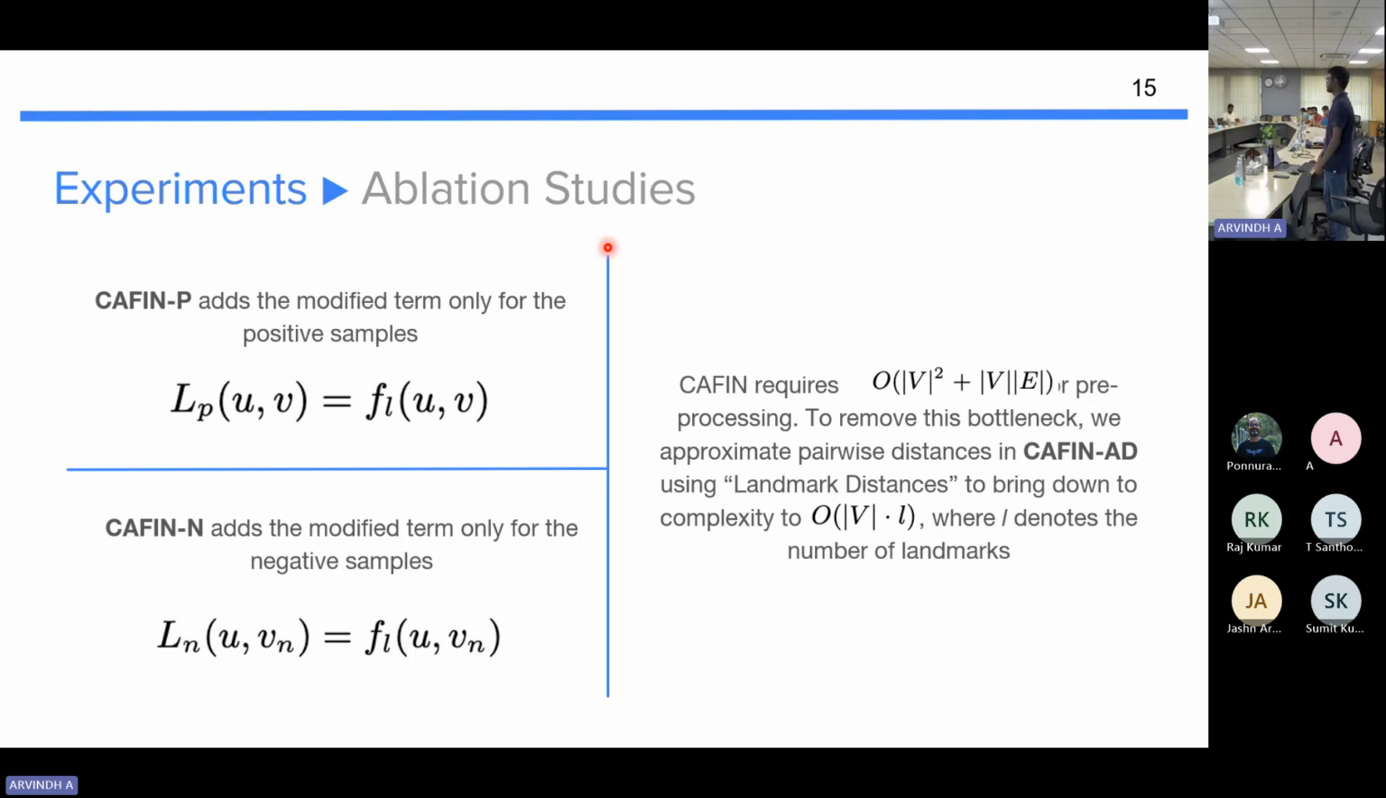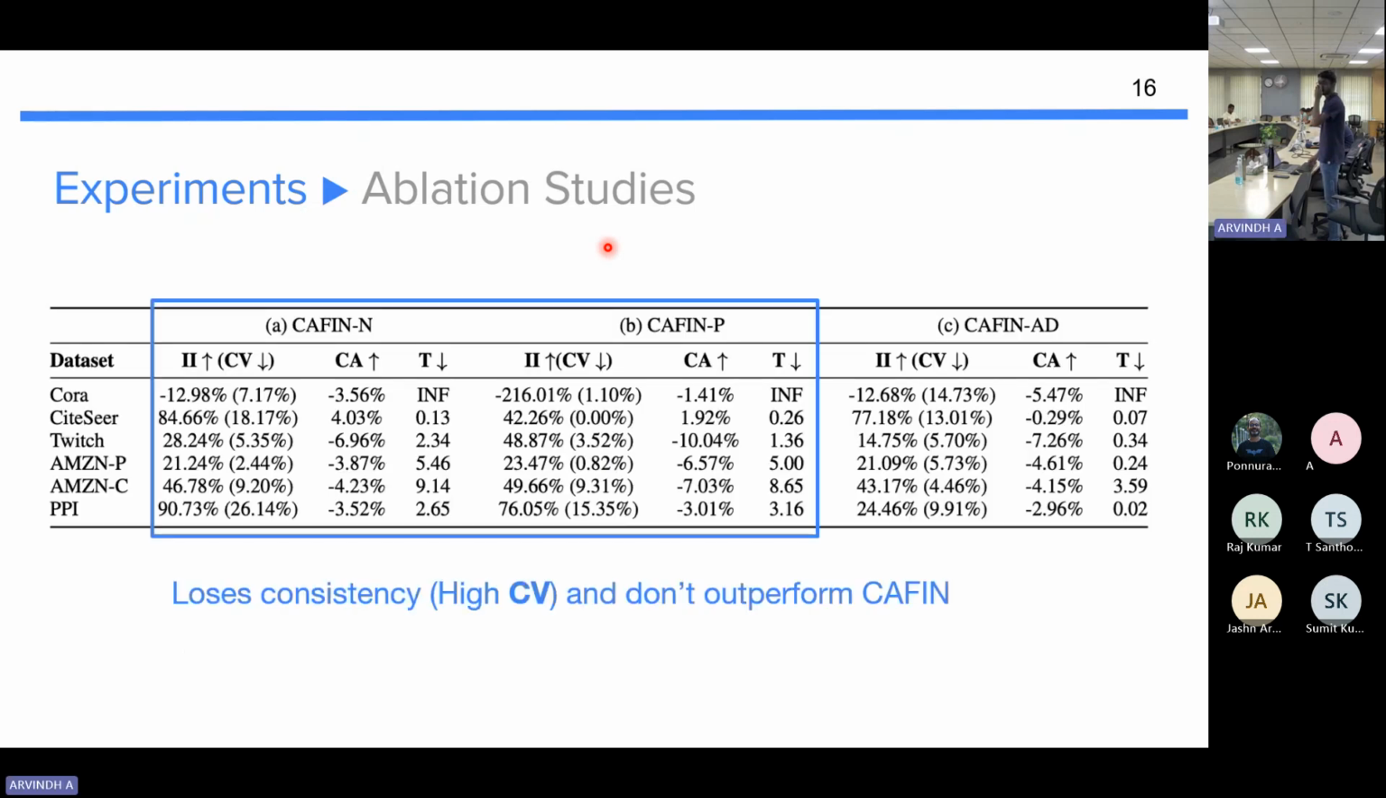CAFIN AD uses landmark distances instead of the actual node distances to bring down the complexity from V square plus V to VL, where L is the number of landmarks. So the main goal of CAFIN AD is to make it faster while not compromising too much on performance. Moving on to the results of the ablation studies, we see that CAFIN N and CAFIN P don't really outperform CAFIN, so there's essentially no motivation to work with them.